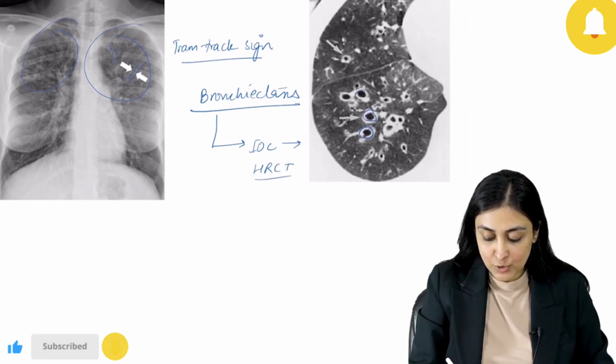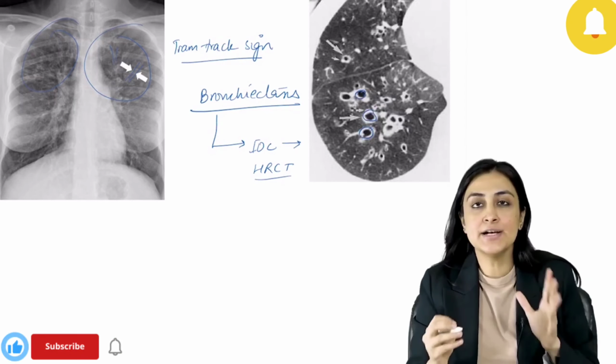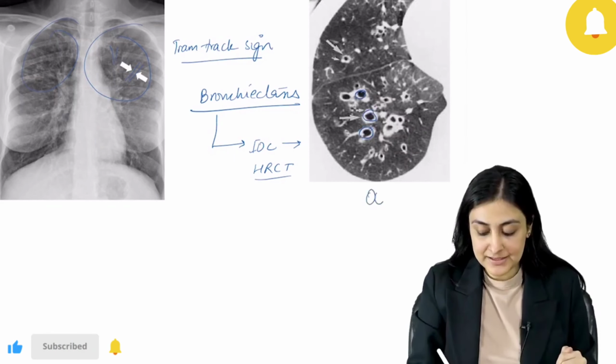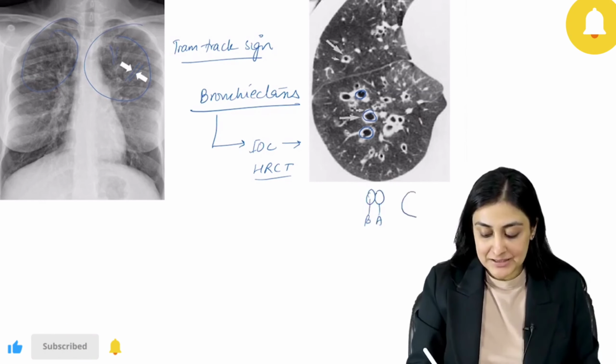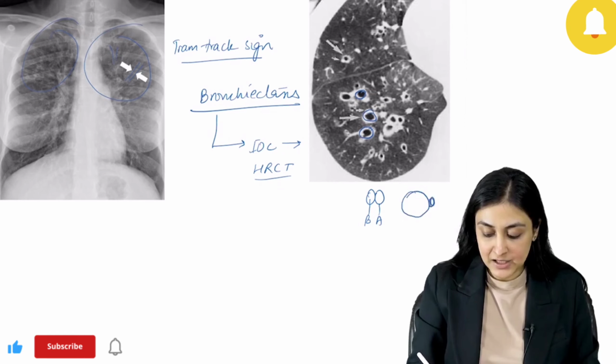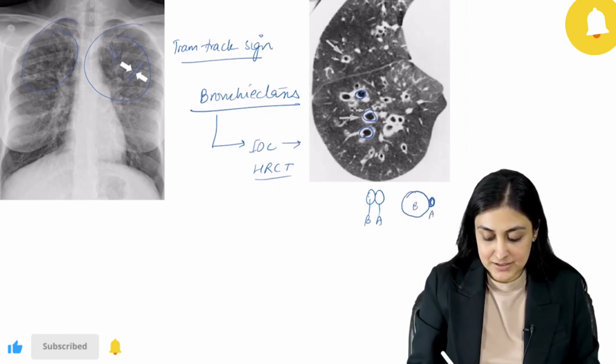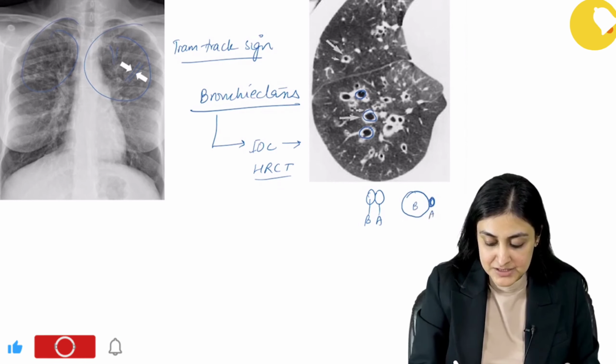Can you see these dilated bronchi? How do I know they are dilated? Remember, the bronchus and the artery course together, and you would find that the bronchus becomes dilated while the artery remains as it is. Do you see this? That gives an appearance of a signet ring.